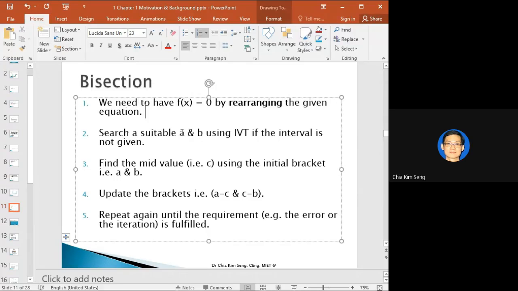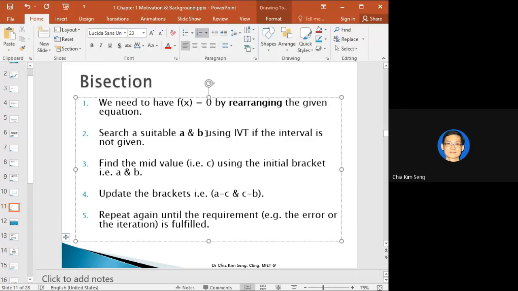Next, find a suitable A and B, our scope. This depends on the question. Sometimes the question will give you what A and B are. Sometimes if not given, you need to search for it as far as possible. You can jump with an interval of 10.